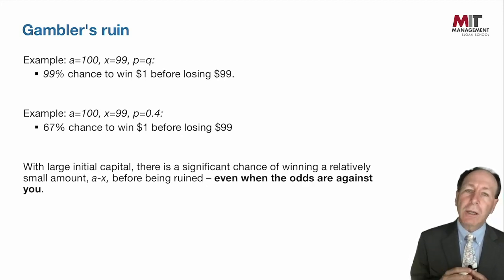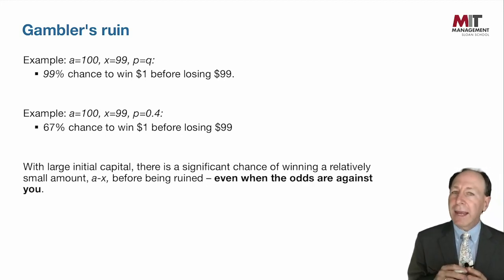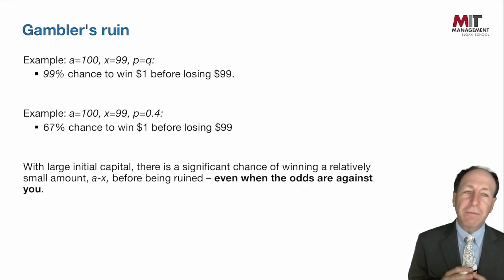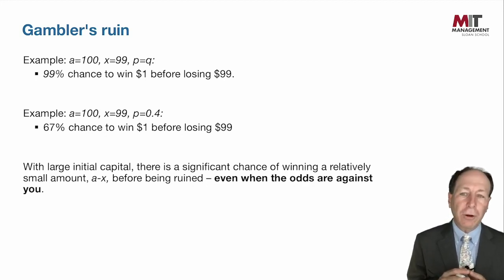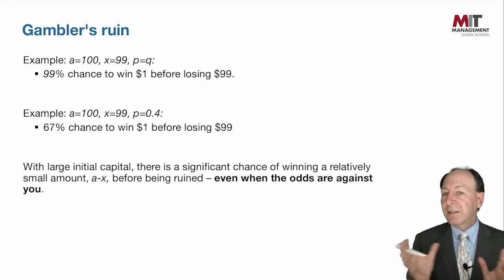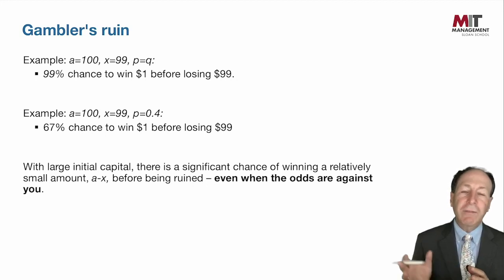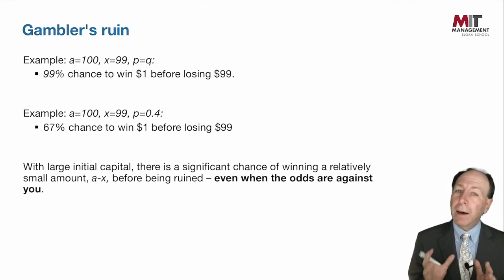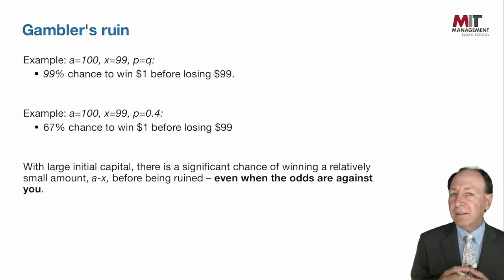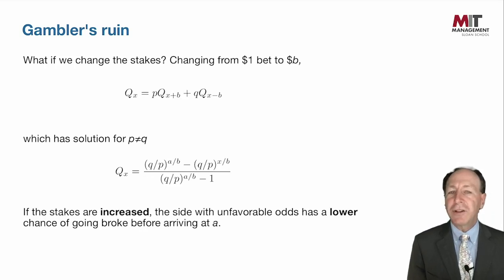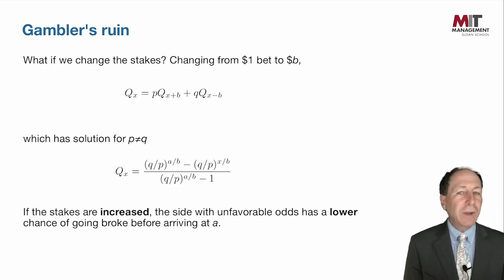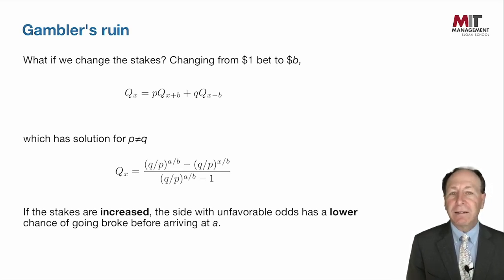But all that changes when we limit our objective and we say, suppose I only want a fixed amount of money and I'm not going to play the game indefinitely. In fact, we can go a bit further. Not only does this sometimes give us a positive chance for achieving a goal before we get ruined, but it says that when the odds are against us, sometimes we should take even more risk. What if we change the stakes? Suppose we increase the bet size from 1 to b, and let's suppose that b evenly divides a and x, just for simplicity.